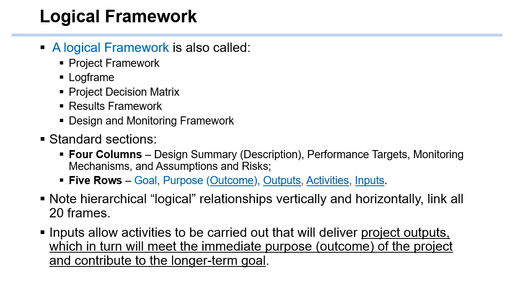There are standard sections. There are 4 columns: a design summary or description, performance targets, monitoring mechanisms, and assumptions and risks. And there are 5 rows: the goal, the purpose, sometimes called an outcome, outputs, activities, and inputs. So note that there is a hierarchical logical relationship, both vertically and horizontally, that links together all 20 frames of the logical framework.